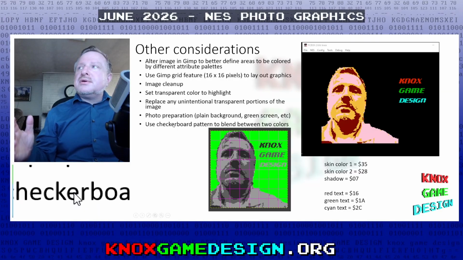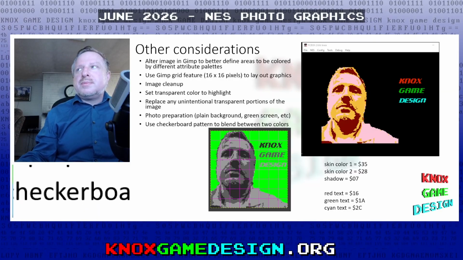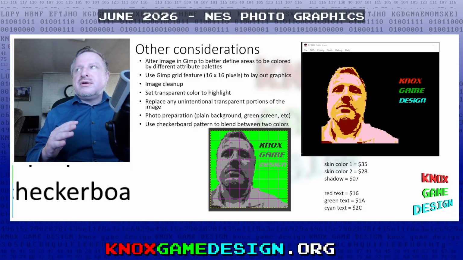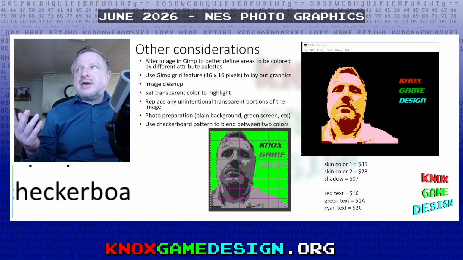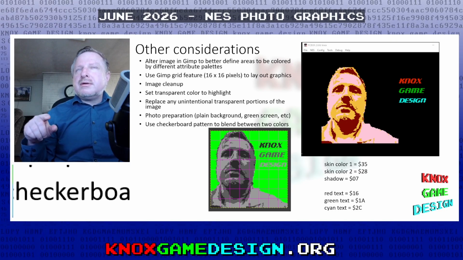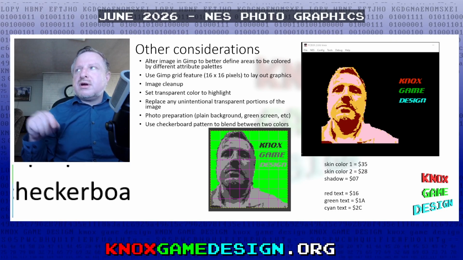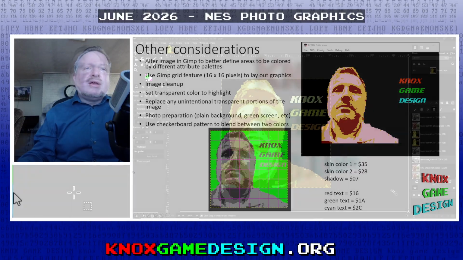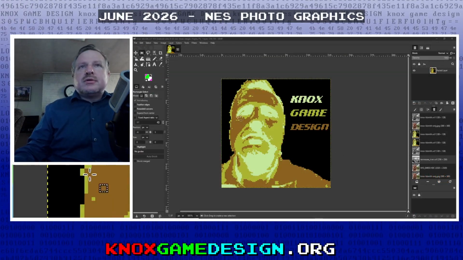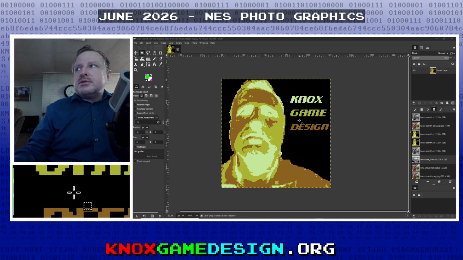One thing I didn't do in this game that's used in a lot of NES games is a checkerboard pattern if you want to blend between 2 colors. You can probably do that with Gimp pretty easily. Just make a little checkerboard, 1 pixel, or I don't know, I guess a 2x2 texture with two different colors, the two different palette colors. And so this is what our image looks like in Gimp, cleaned up and with the additional text.